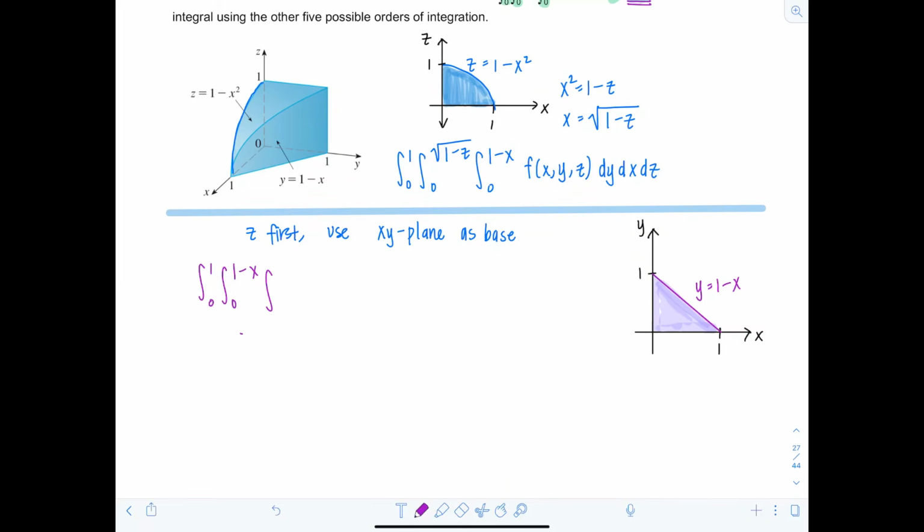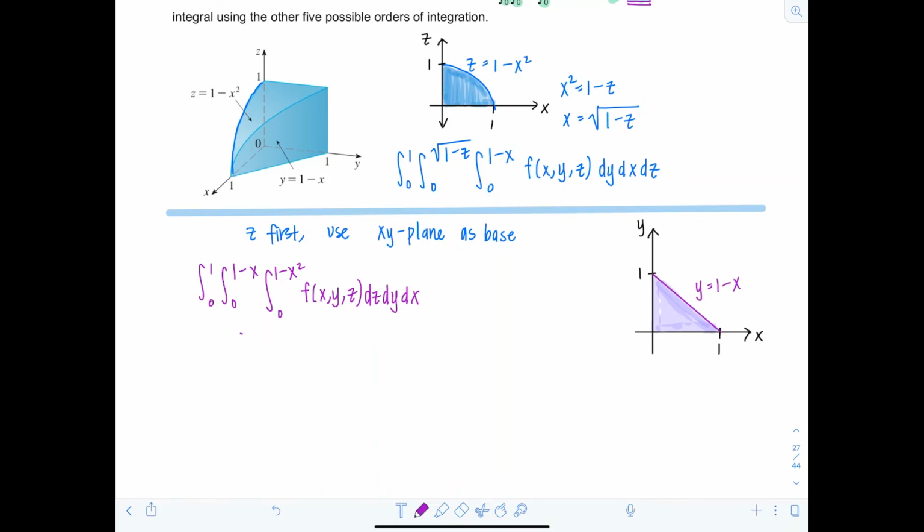Now what about z? So go back to the solid, okay? And then look, if you're using the xy plane as the base, and then you're trying to see what's determining the height of the solid, it's this curve right here, 1 minus x squared. So you're going to go from 0 to 1 minus x squared, f of x, y, z, and then this time we did it dz, dy, dx. Okay. I don't want it to get too messy.